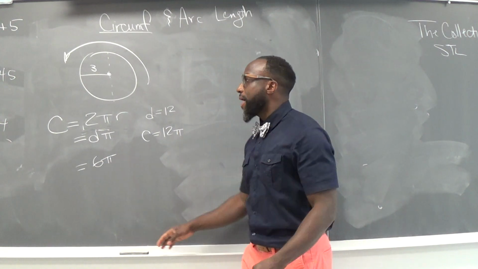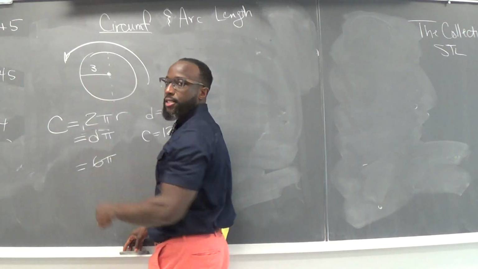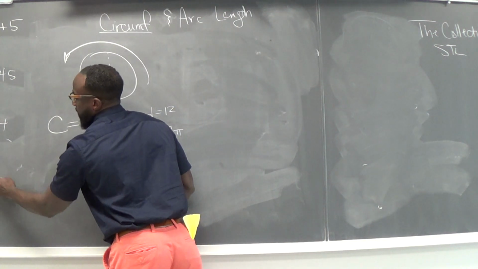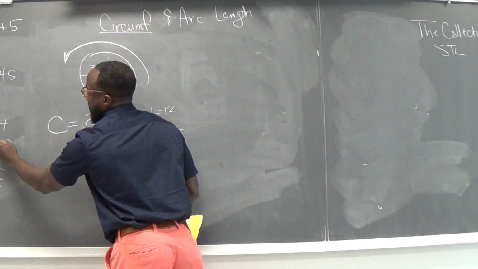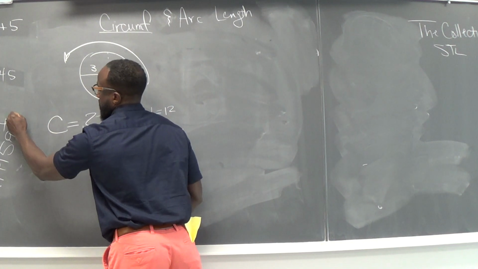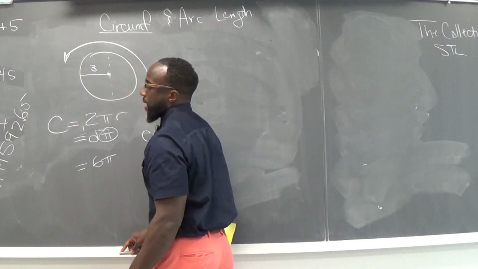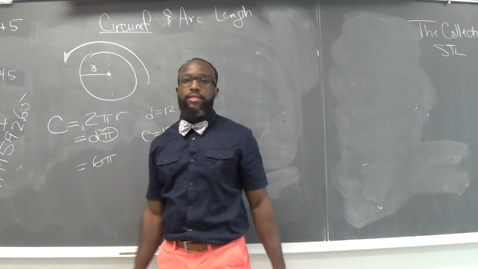Pi is the number that helps us to calculate all of these things. Pi is a magic number. Pi has infinitely many digits. You could never put them all. I'll stop right there because I don't want to say anything wrong.